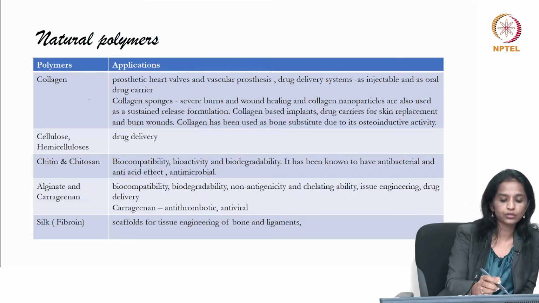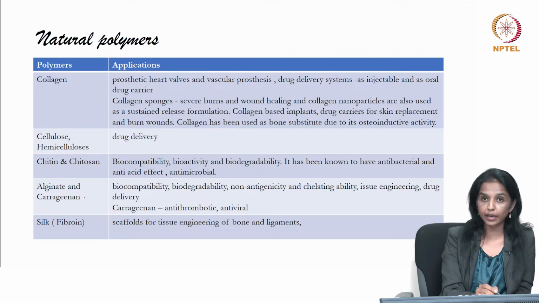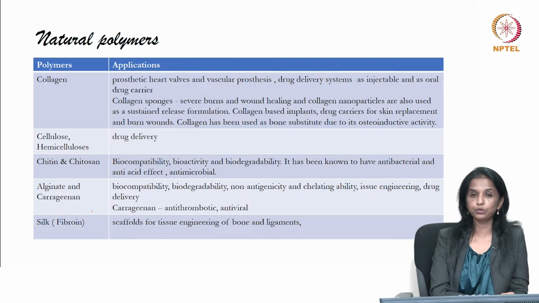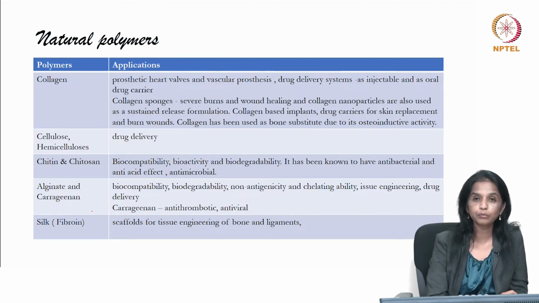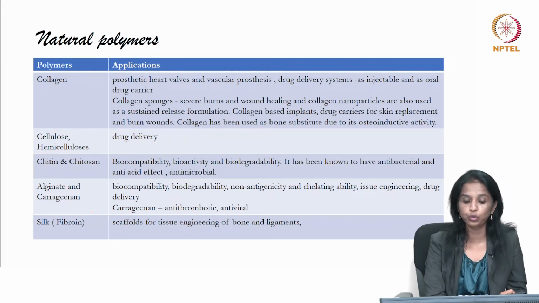So, polymers, as already mentioned, we know that collagen, then we have cellulose, chitosan, carrageenan and alginate again is a seaweed derivative, and then silk worm, the natural silk which is derived from the silkworm, has a beautiful polymer in it which is called as fibroin. This fibroin has been utilized in the recent times into multiple applications, and it is found to be very useful, especially in tissue engineering, bone and ligaments.